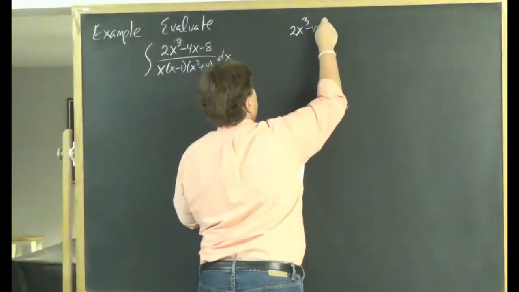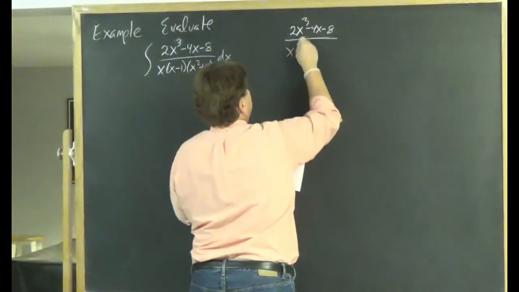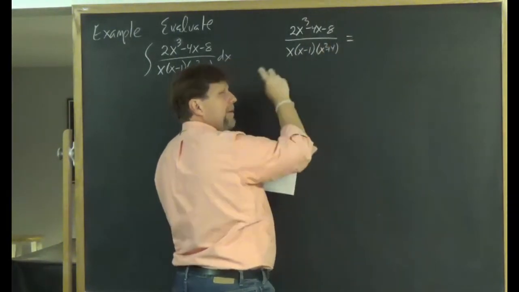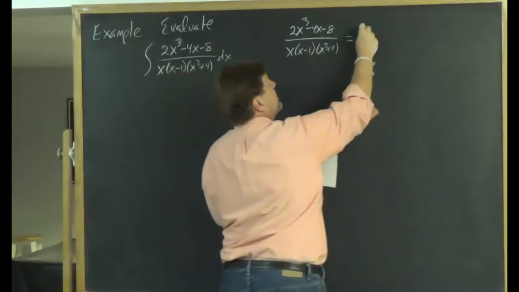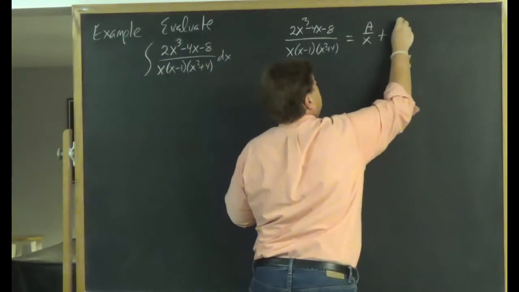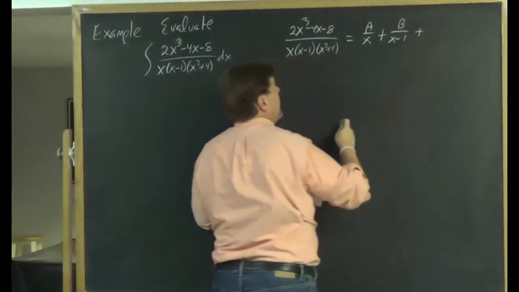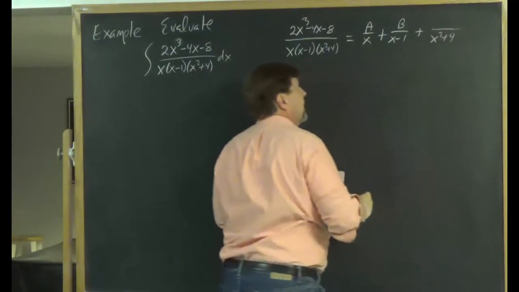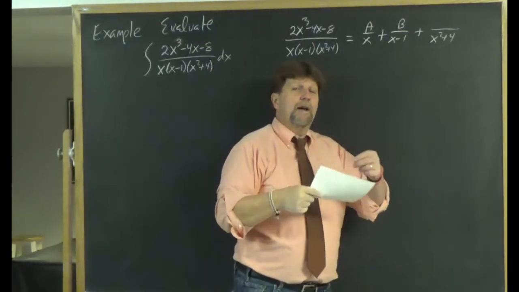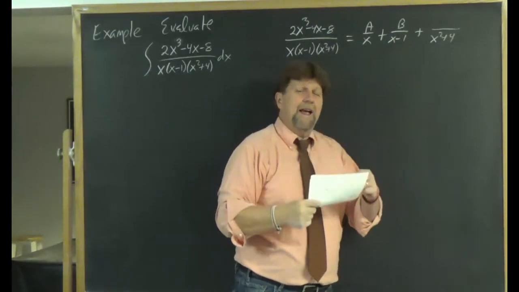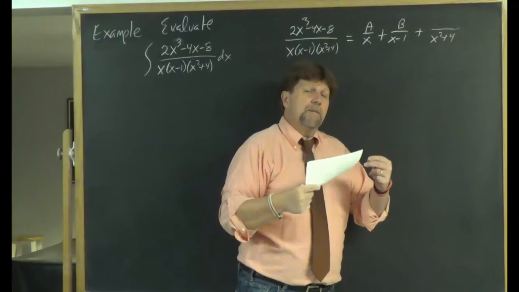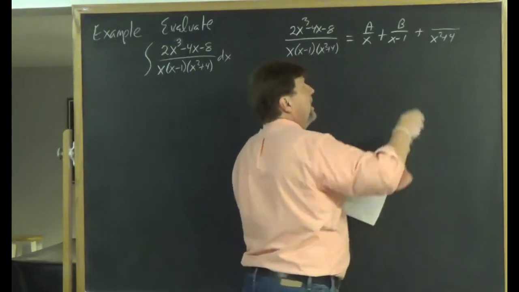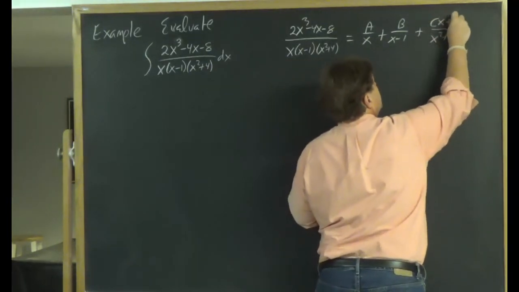2x cubed minus 4x minus 8 over x times x minus 1 times x squared plus 4 equals, now we do the partial fractions, so we have an a over x plus b over x minus 1 plus, now we have to take care of the factor x squared plus 4. Because it's quadratic, its numerator has to be a degree that is 1 less. That means the numerator has to be a linear. So it's not just a number c I'm putting up there, it's linear. It's a cx plus d.